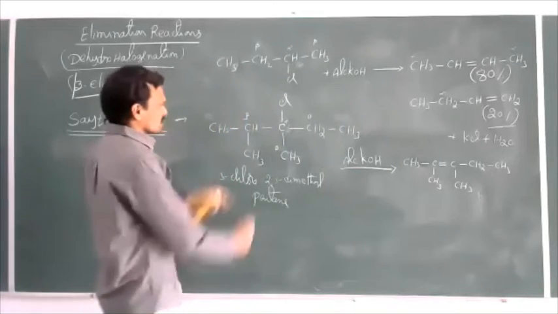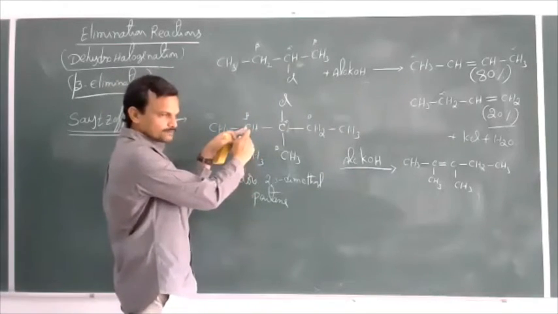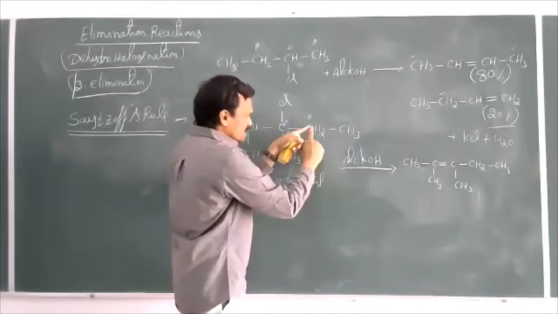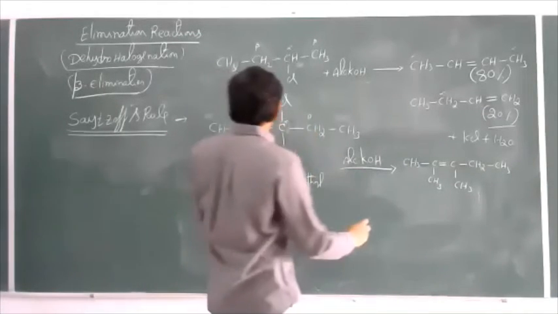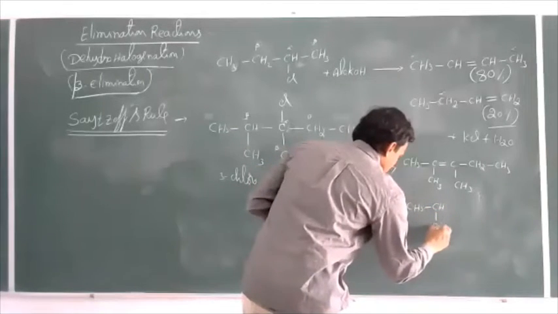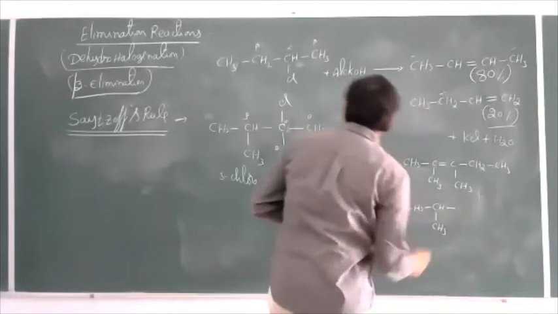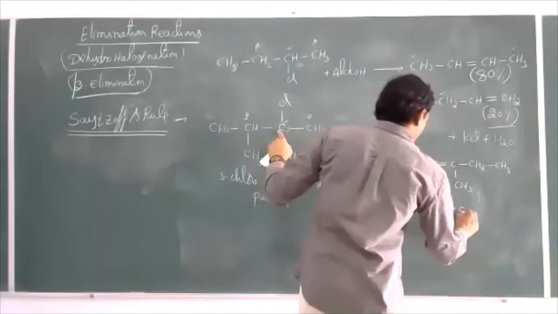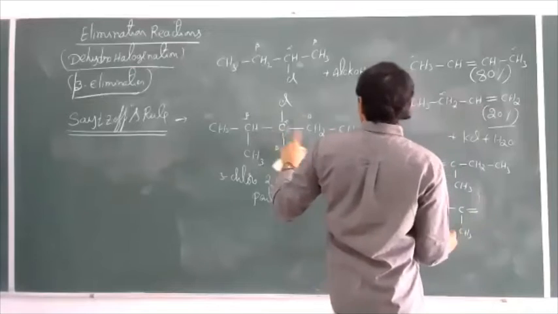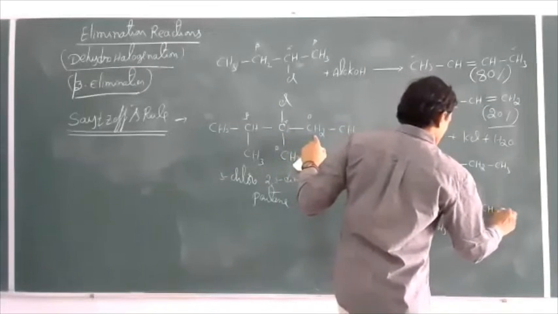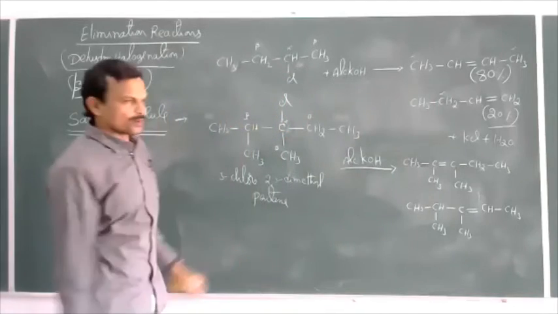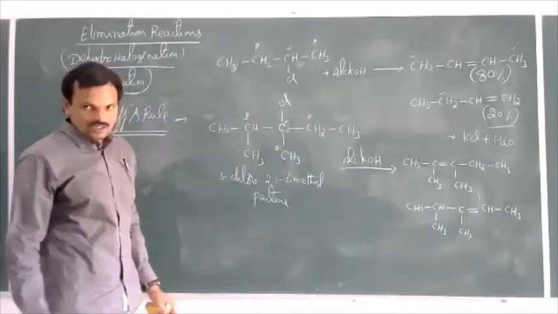Next, I am going to eliminate hydrogen from this beta carbon. Then what is the product formed? CH3, CH, CH3, single bond, C, CH3, double bond, CH, single bond, CH3. This is the second possibility. One more possibility is there.